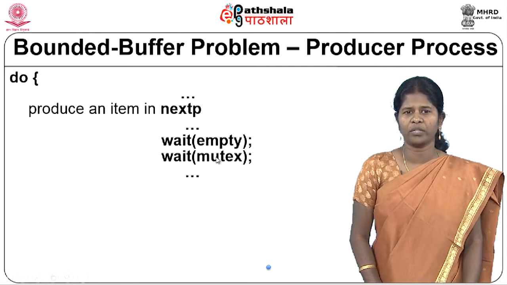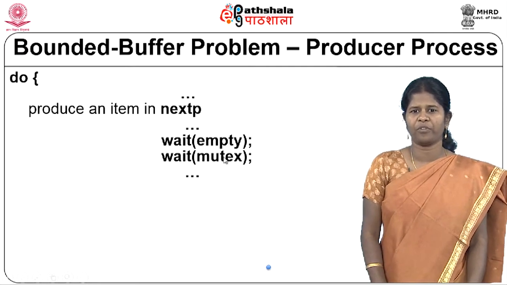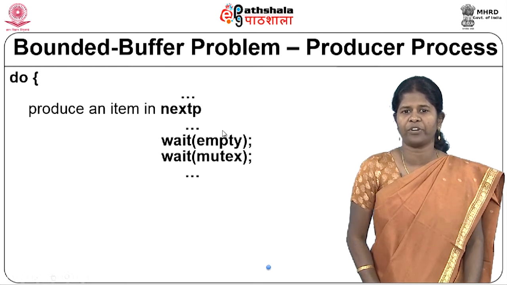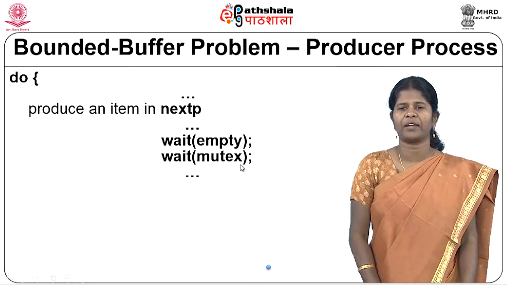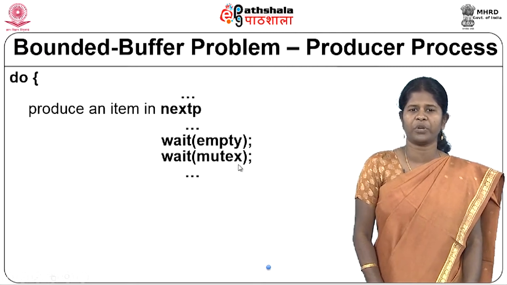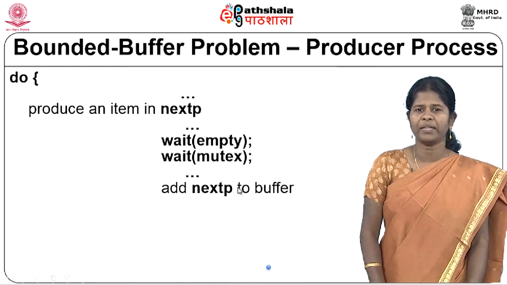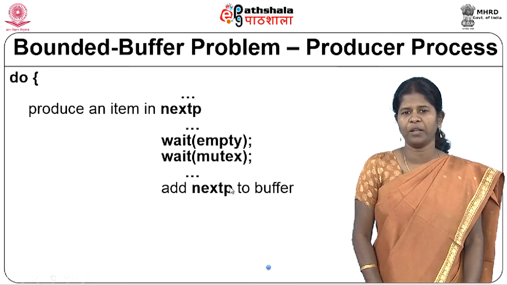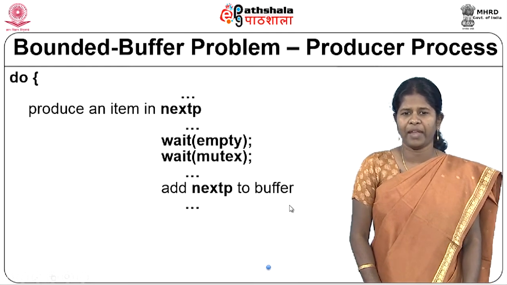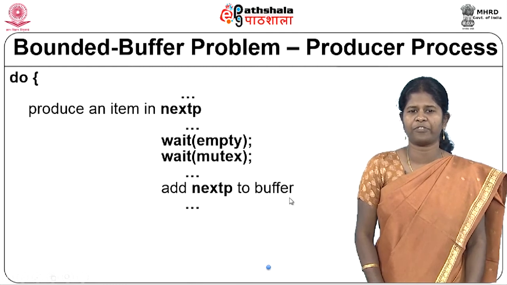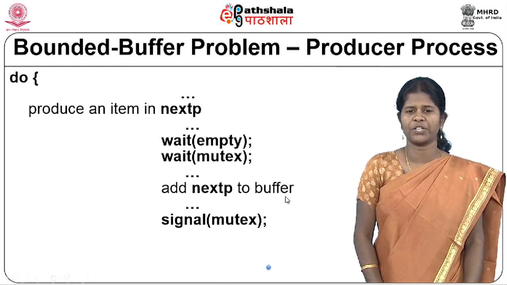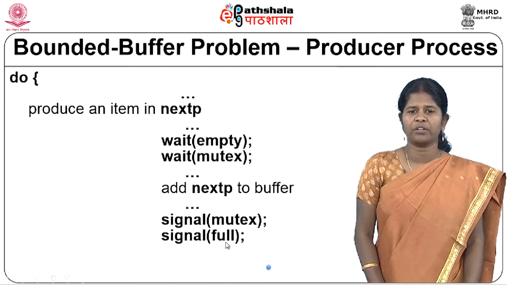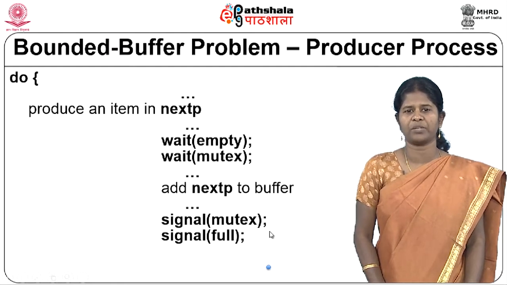Then it will wait on the mutex semaphore. The mutex semaphore is initialized to 1. So, if no one else is using the buffer, the producer process can decrease the value of mutex, and it can move on to adding the item that it has produced in the next p variable to the buffer. And then after placing the item in the buffer, the producer process signals mutex, and signal of full is executed, that is, the full value will be incremented by 1.